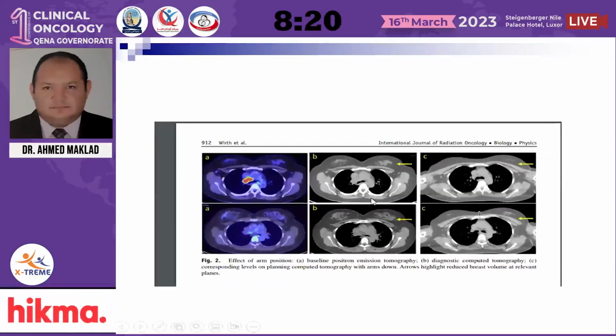And the idea of this position: if you notice in the initial PET-CT for the patient with arms above, you can find at the same level glandular breast tissue appearing at the exit or entrance of the field. So here, again, for the CT simulation of the patient, if the arm is above, the same problem is at the same level, glandular breast tissue. But for arms down, you may find less glandular breast tissue in the field. So it will decrease the exposure of the breast to radiation and decrease the risk of second malignancy.